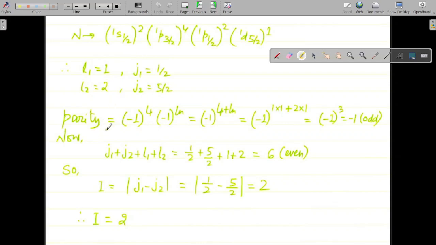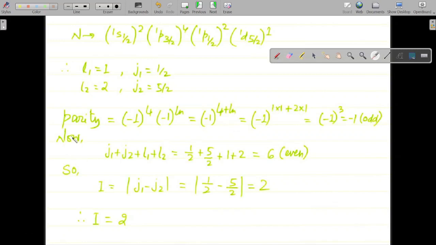Now parity, let us write it. So minus 1 to the power LP, this is your LP, and this is your Ln. So minus 1 to the power LP into minus 1 to the power Ln, clearly this thing will happen. So LP will be equal to 1, and that was a writing mistake over there. And Ln equal to 2. So minus 1 to the power 1 plus 2, 1 plus 2 is 3, so minus 1 to the power 3, which is equal to minus 1, which is odd. So parity is clearly odd over here. You can see this thing very clearly.